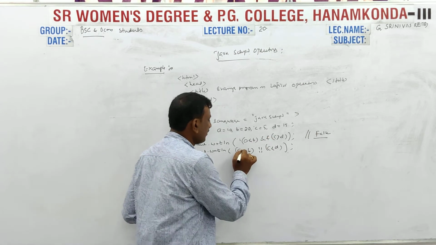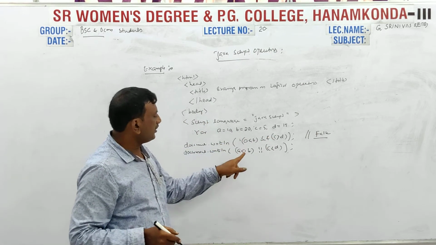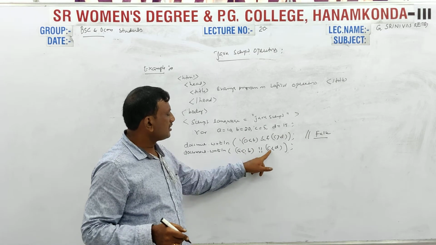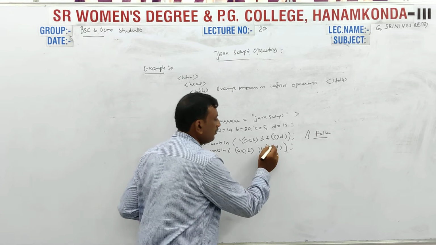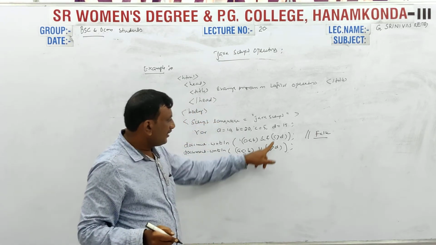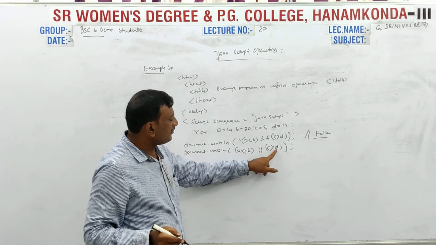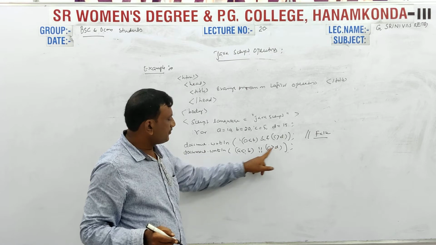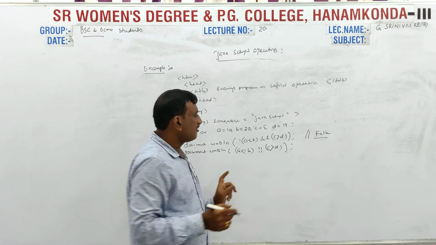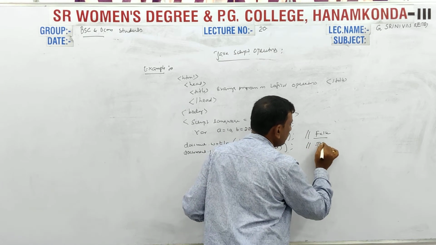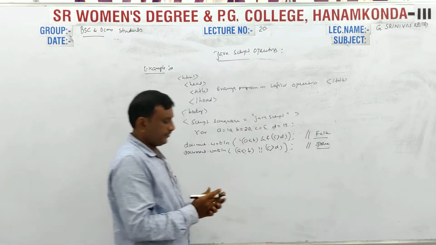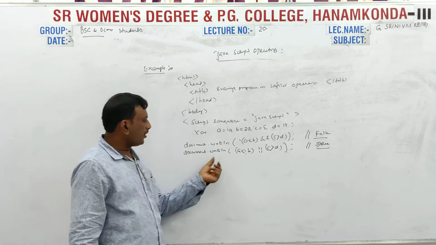Otherwise, here I mentioned a less than b, 10 less than 20, yes, the condition is true, or c, 5 less than 15, also true. Otherwise, c greater than d, 5 greater than 15, is false. True or false is true, because any one of these is true. Document dot writeln.